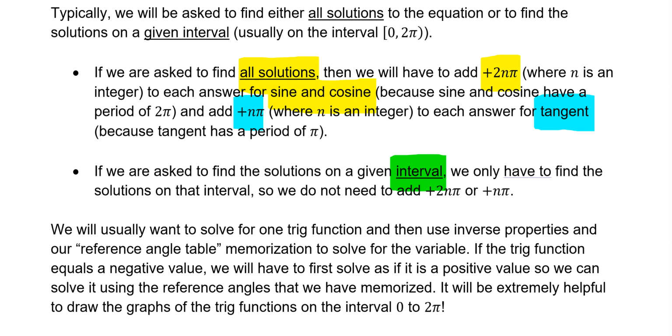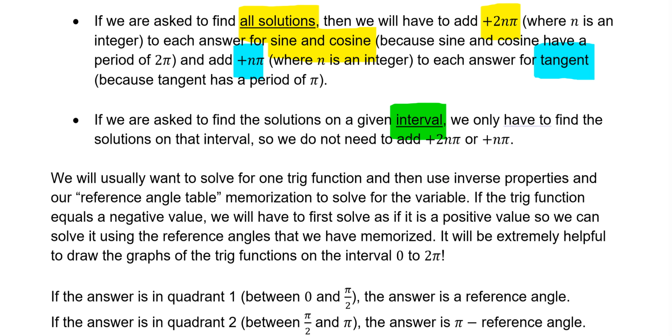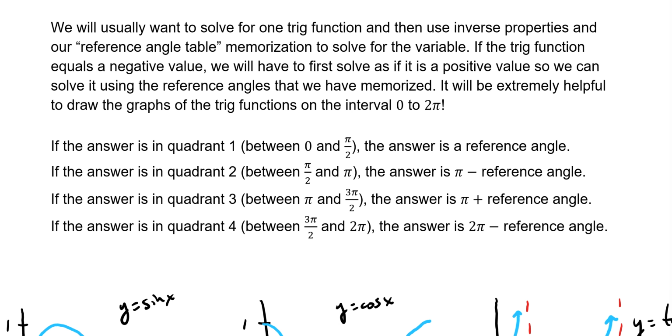Okay, so those are the two types of questions that we have to look out for when we're solving these. The good thing is they're almost the same. You just have to take into consideration that little last part for all solutions. And like we saw on the previous page, when we're solving these equations, we need to be able to know that reference angle table, which we learned several weeks ago, because one of the first steps to solving is going to be actually figuring out what the reference angle answer will be.